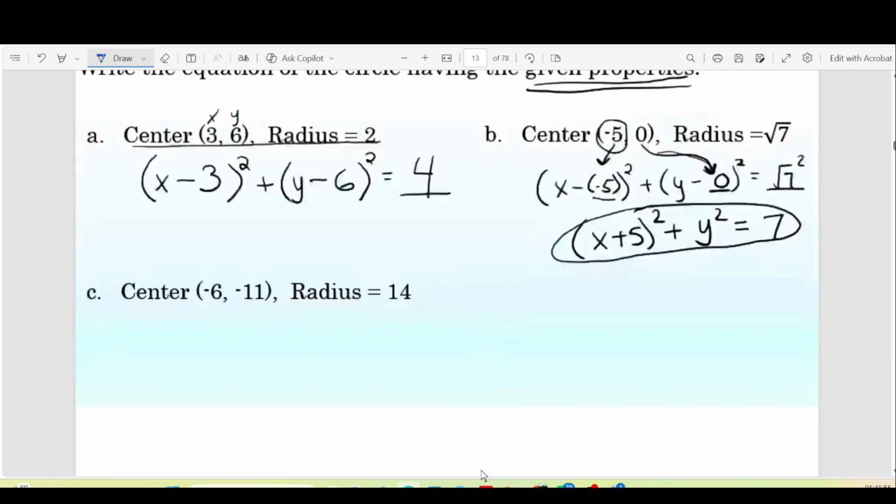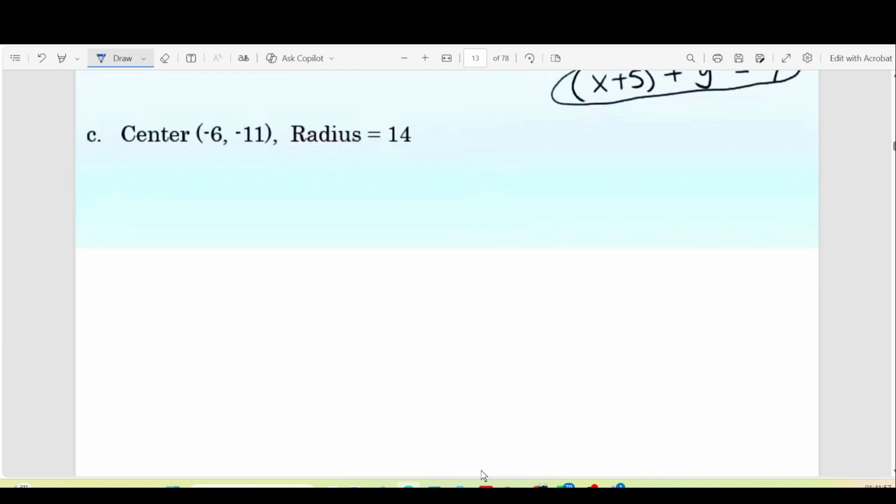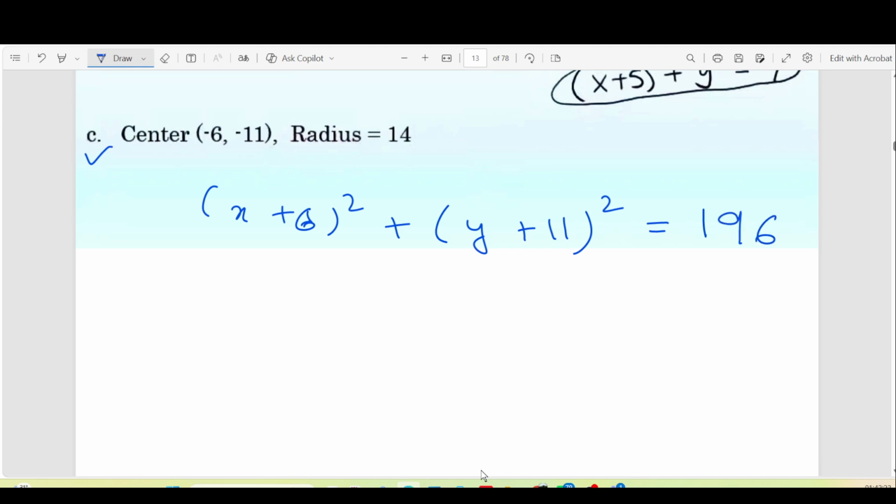Okay, right equation for this. So x plus 6 whole squared plus y plus 11 whole squared equals square root of 14 squared, which is 196. Okay.